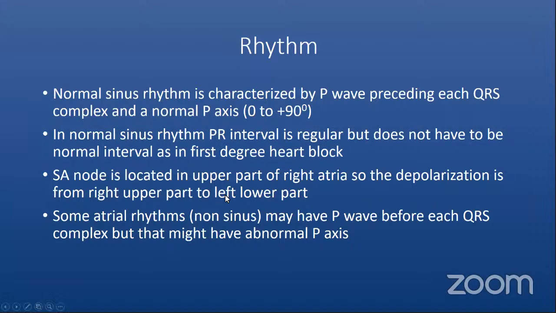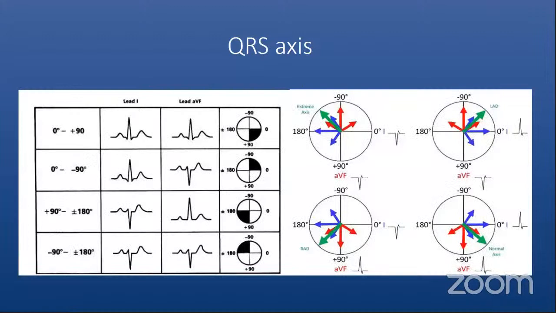The SA node is located in the upper part of the right atria, as you know, so the depolarization is from the right upper part to the left lower part, creating that axis. Some atrial rhythms may have a P wave before each complex, but may have an abnormal P axis, as I showed you in the low right atrial rhythm or in the wandering pacemaker. So how to look at the QRS complex, the QRS axis basically.